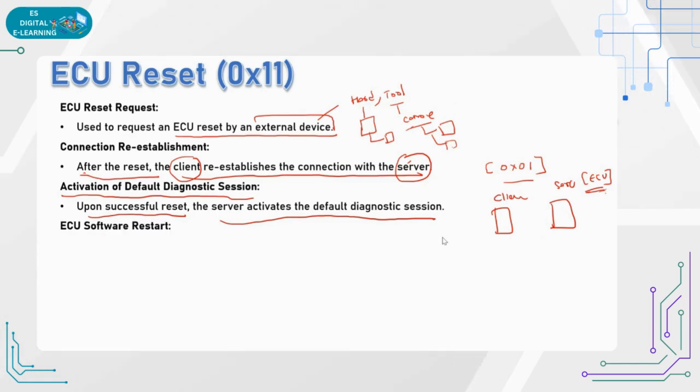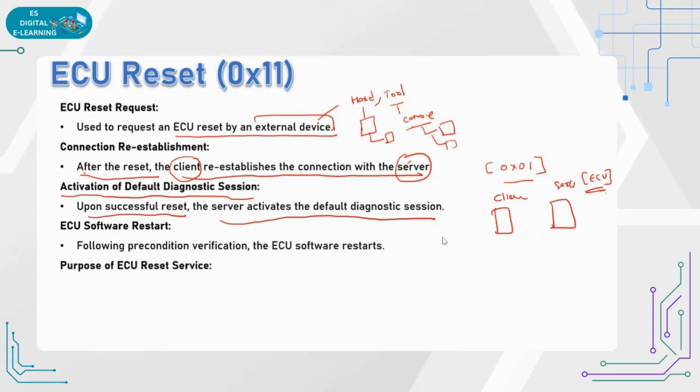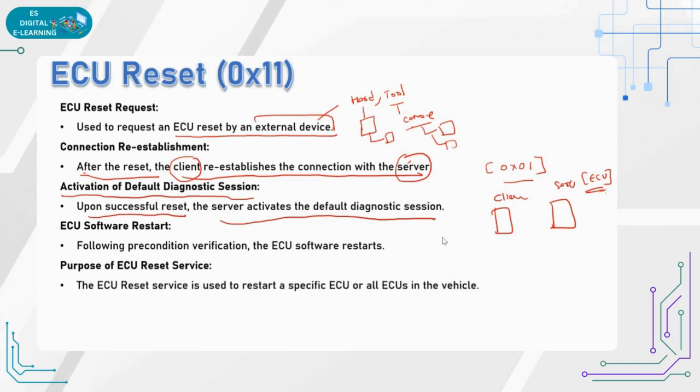Next is ECU software reset. Following pre-connection verification, the ECU software reset happens because whenever it is connected to a specific single ECU or multiple ECUs in the vehicle, if you need to restart, and you send this command, it will be fine. It will be restarted. We are able to restart the specific ECUs or all the ECUs in the vehicle. Okay, so write down ECU reset service.